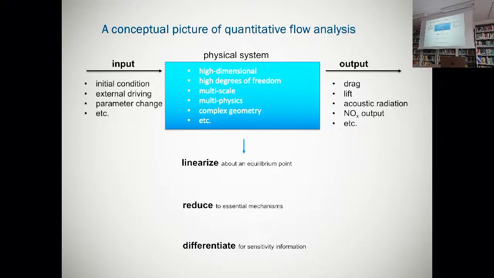Or we're going to reduce it to essential mechanisms. So the flow is too complicated. We try to really whittle it down to only the things that carry most of the mass and energy. Okay, so this one falls under the category of model reduction or mechanism selection. And then the other thing that we want to know is a little bit about the robustness of the system. Will it fall apart if we change that?